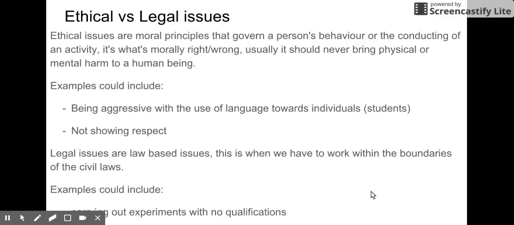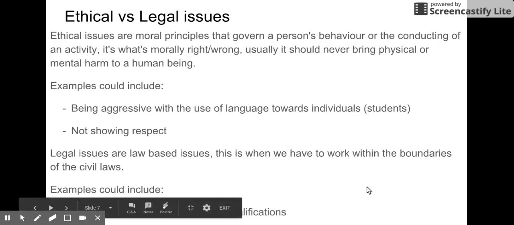Legal issues are law-based issues. This is when we have to work within the boundaries of the civil law. Examples of legal issues could be completing an experiment with no qualifications. So that's a legal issue.